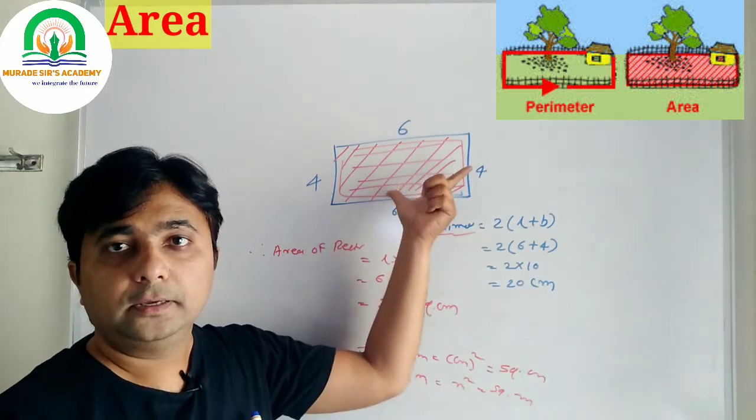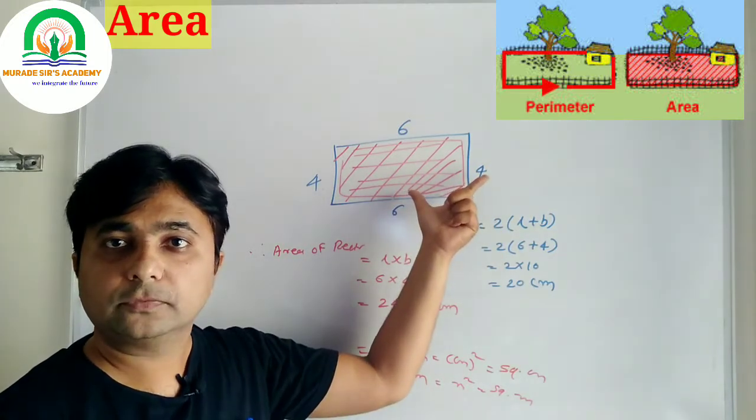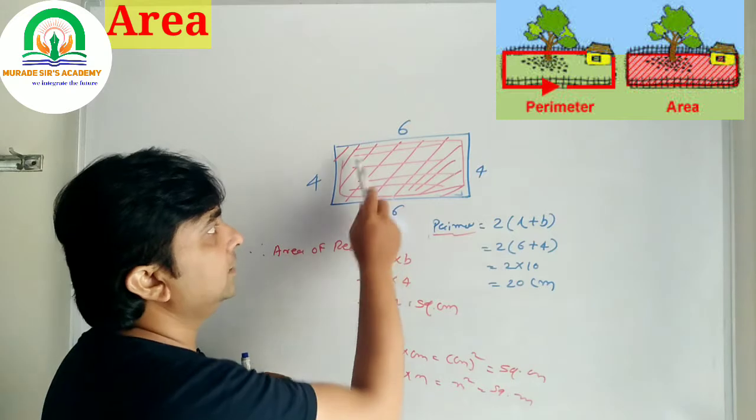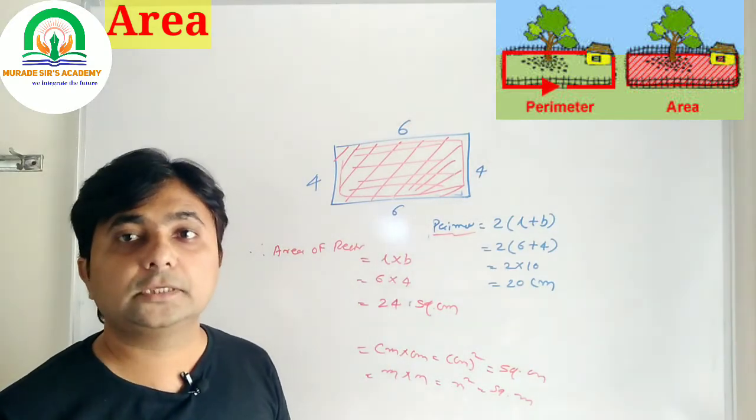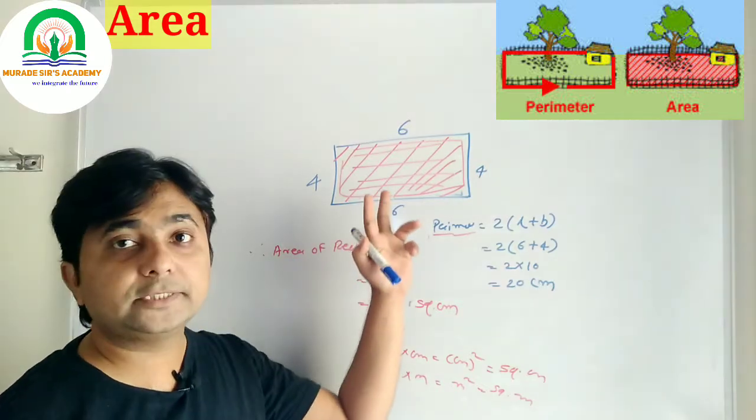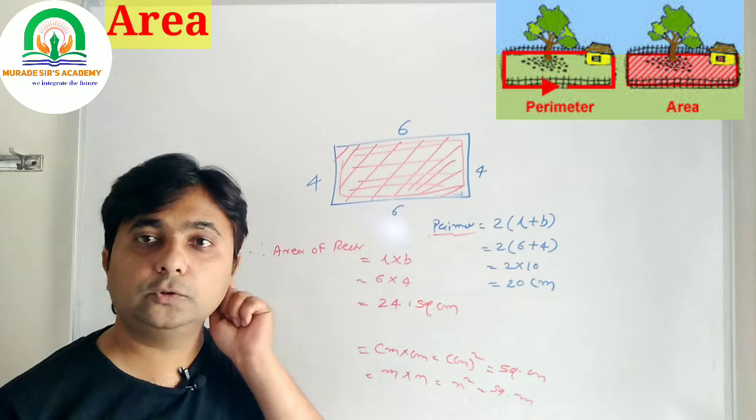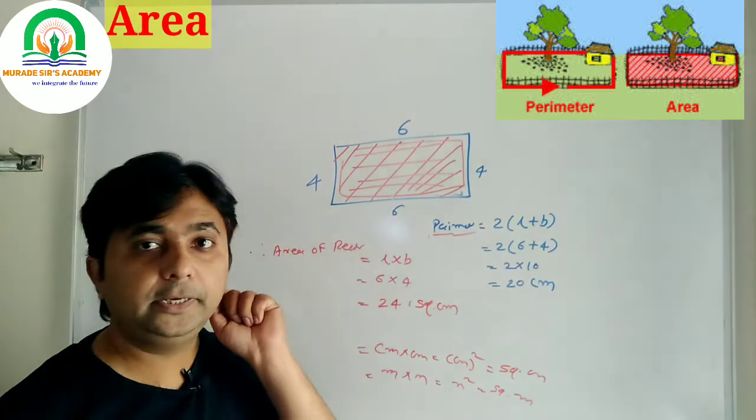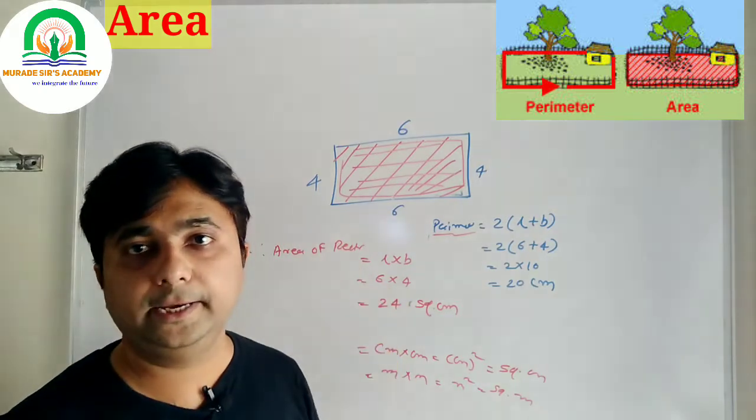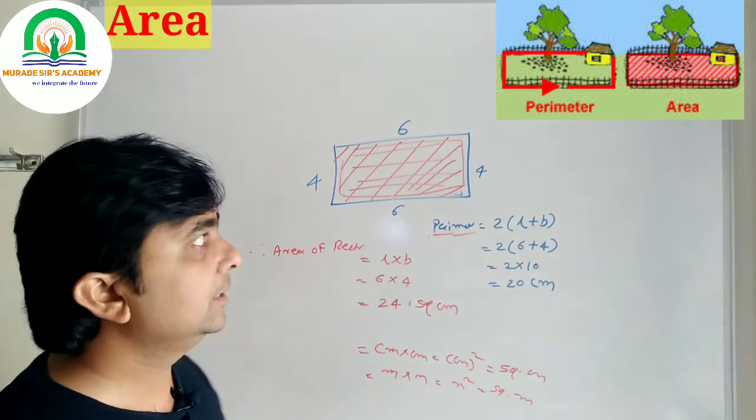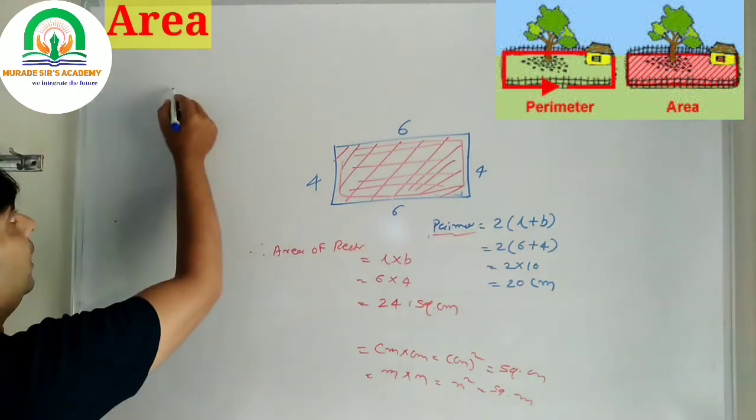Outside the house and inside the house. Most of the time they ask how many tiles are required to cover a 6 into 4 meter hall. At that time we require area. This is the rectangle. In the same way, another closed figure we know is the square.